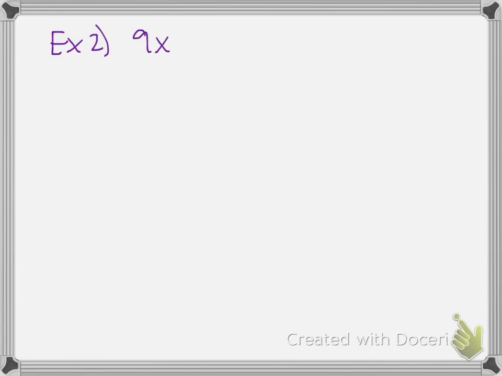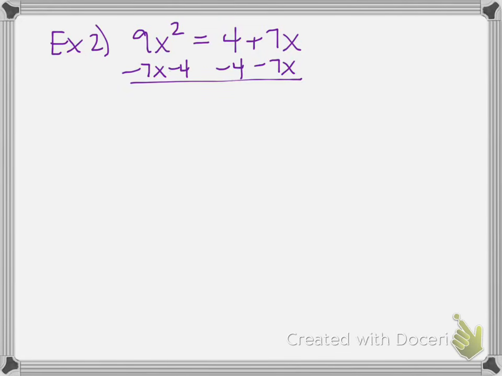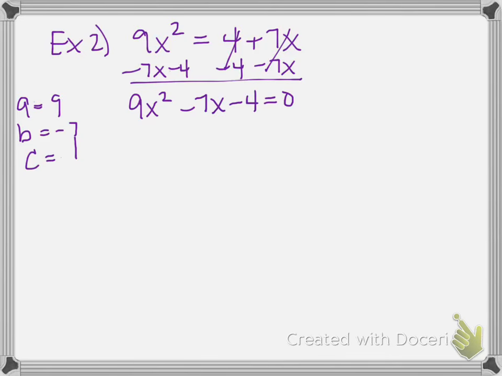Okay, so we're going to start with 9x squared equals 4 plus 7x. Now, my equation is not in standard form, so I need to rewrite this. I'm going to move these both to the other side. So minus 7x and minus 4. So I'm going to end up, this cancels. This cancels. So I'm left with 9x squared minus 7x minus 4 equals 0. Now I know A is 9. B is negative 7. And C is negative 4.